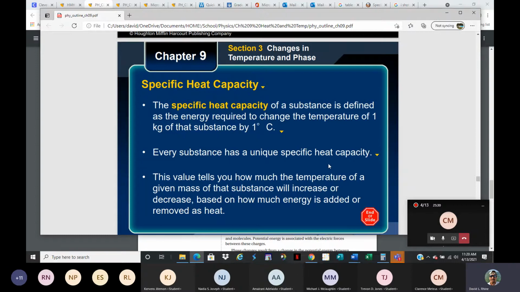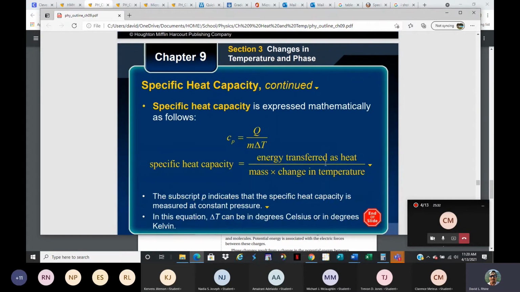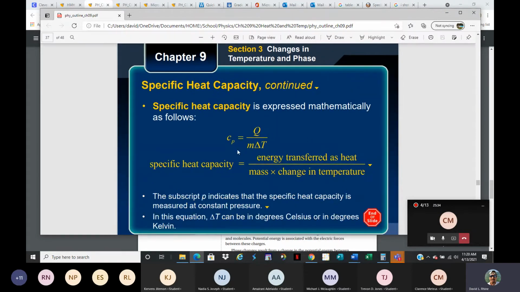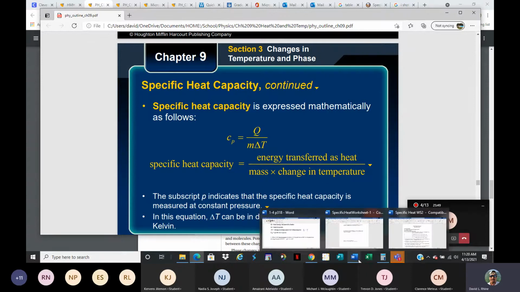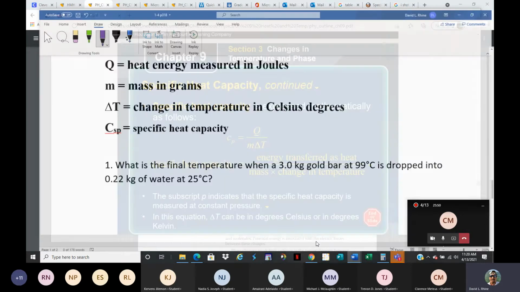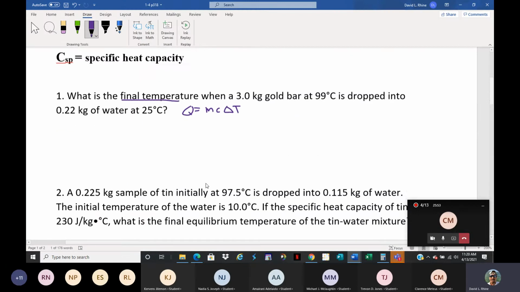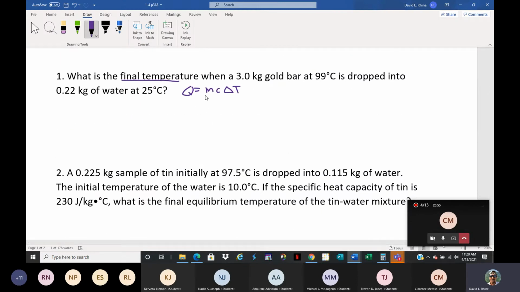And then the formula for calculating it looks like this, and this is in your book. To me, this is kind of annoying to look at. Some of you are like, oh, that's so elegant, I love it. But when I look at that, I'm like, ooh, that's a little busy. So when I teach it, I use this: Q equals, and I call it MCAT.